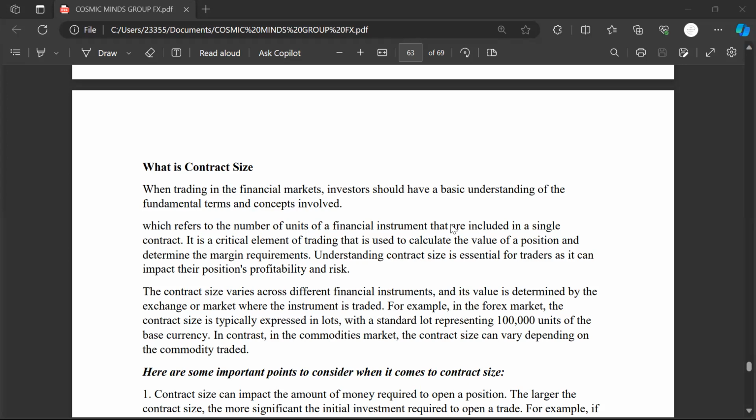So that's what you're talking about. It refers to the number of units of financial instruments that are included in a single contract. It is a critical element of trading that is used to calculate the value of a position and determine the margin requirements. Understanding contract size is essential for traders as it can impact their position's profitability and the risk, right?